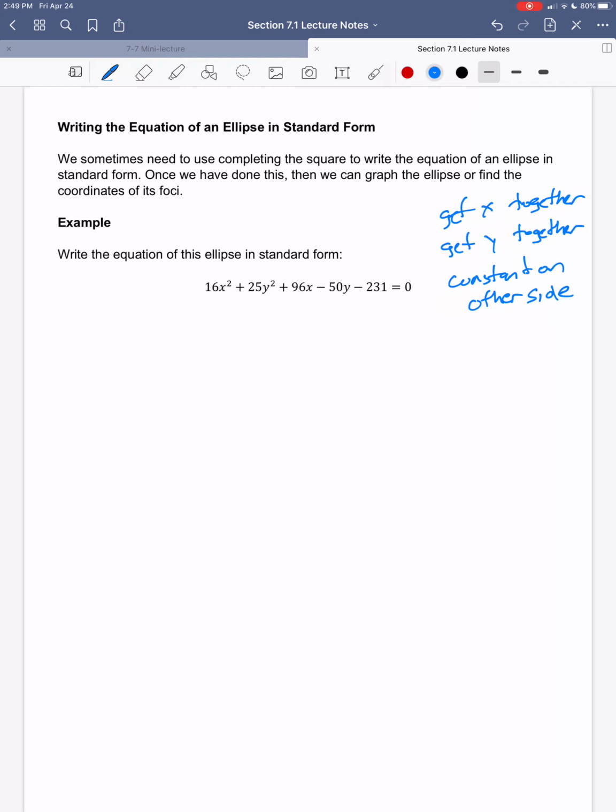All right. So we're going to get the y stuff together, x stuff together, get the y stuff together, and move the constant to the other side. So I'm going to want to move that over there. And let's see. So my x stuff, I've got 16x squared plus 96x plus 25y squared minus 50y. I'm going to add 231 to both sides.